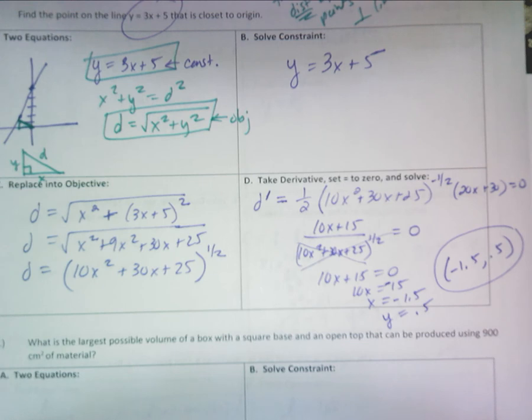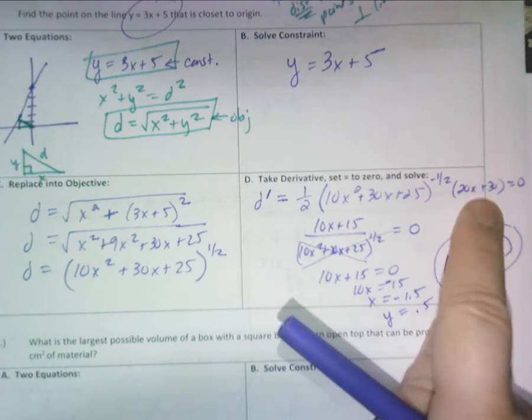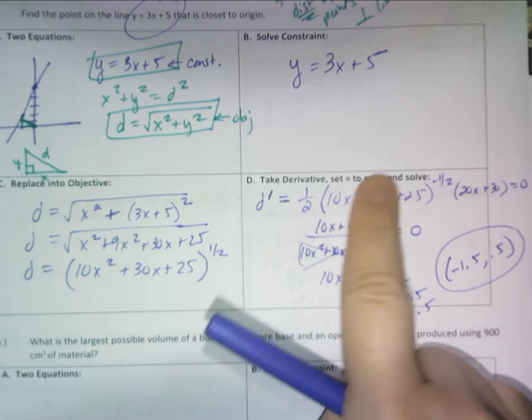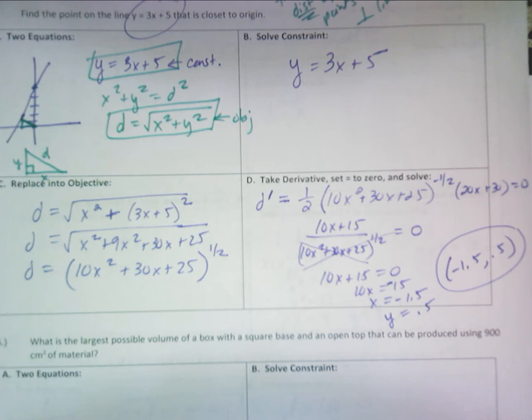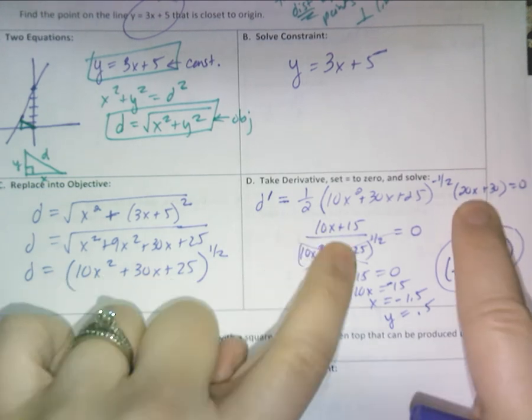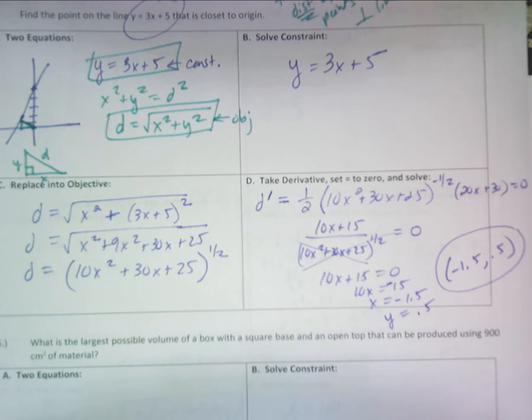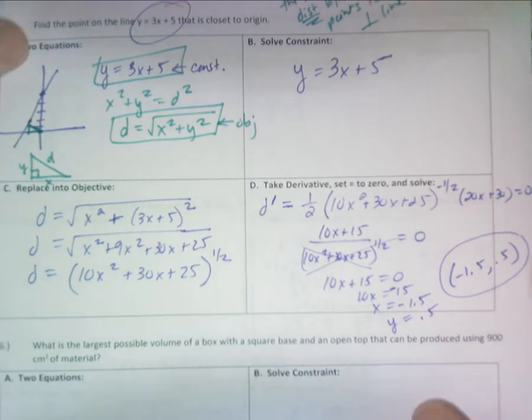Where did you get the 20x plus 30 again? Remember the chain rule says that when you do a U problem, you have to take the derivative of what's inside. And then why did it end up being 10x plus 15 on the top? Half of 20 is 10x, half of 30 is 15. Oh, I didn't see that. I just took a half. Yep. Gotcha. All right.